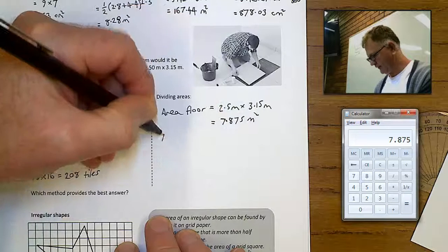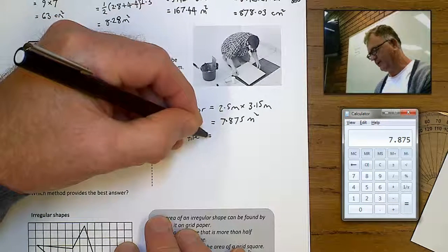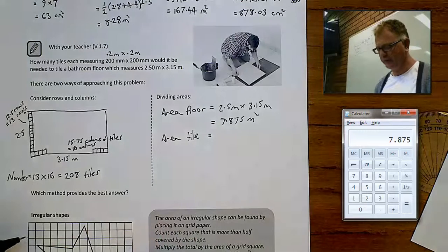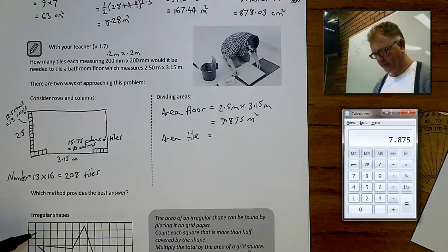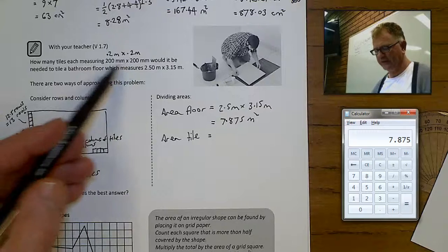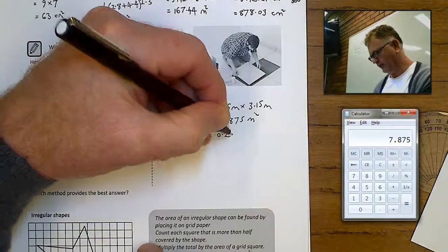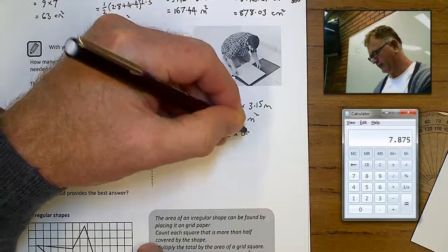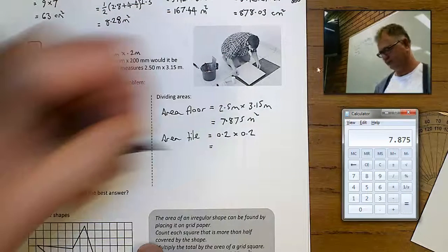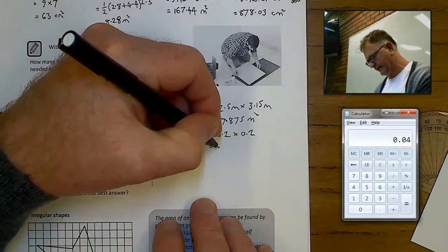Now what about the area of a tile? I want to get that in metres squared as well, and very important, if you're working this, we want everything to be worked in metres. Make sure we're using these dimensions here that we've got in metres. So each square tile measures 0.2 of a metre times 0.2 of a metre, which equals 0.04 metres squared.